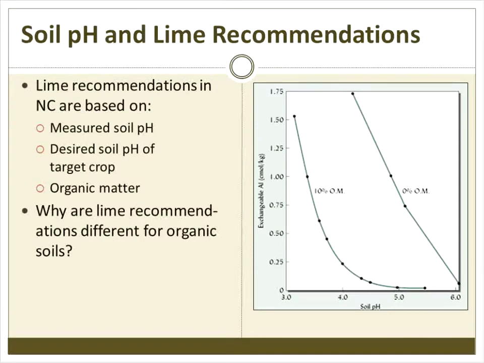Now, how does this relate to North Carolina? In North Carolina, our lime recommendations are based on three things really. You have the measured pH. So what is the pH in the soil on the day that the soil was sampled and analyzed? We have the desired soil pH for the target crop.